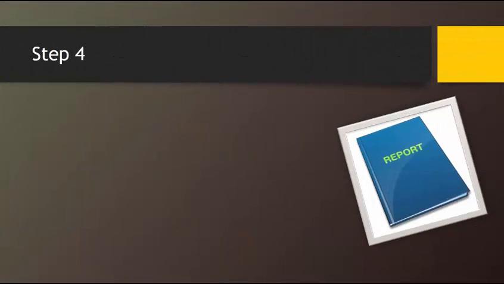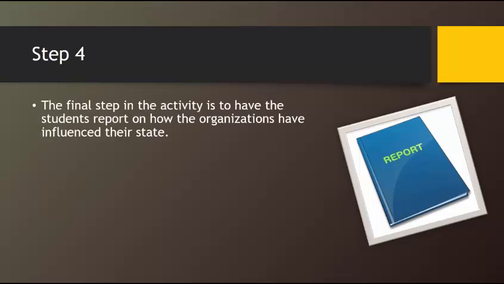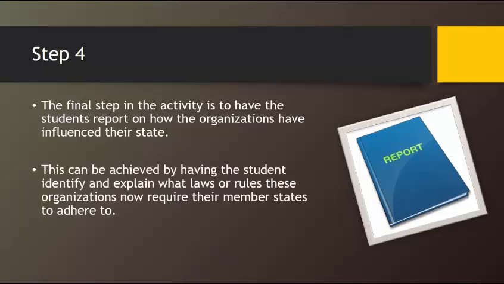Step 4. The final step in the activity is to have the students report on how the organizations have influenced their state. This can be achieved by having the student identify and explain what laws or rules these organizations now require their member states to adhere to. Additionally, the student should be able to demonstrate how the different organizations have influenced their member states as previously stated. The students can also look into changes in the member state's economy and demographics.